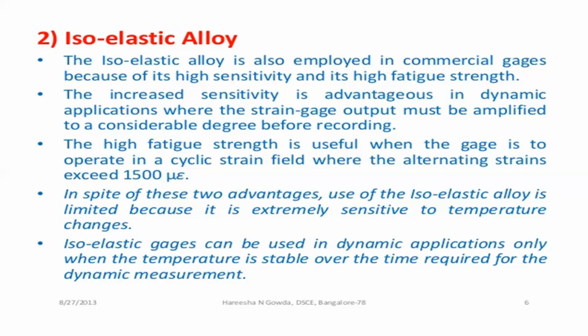And isoelastic gauges can be used in dynamic applications only when the temperature is stable over the time required for the dynamic measurement. So these alloy materials are used in strain gauges, and that type of strain gauge is used only in applications where the temperature is stable. So only in that condition are we using this type of strain gauges.